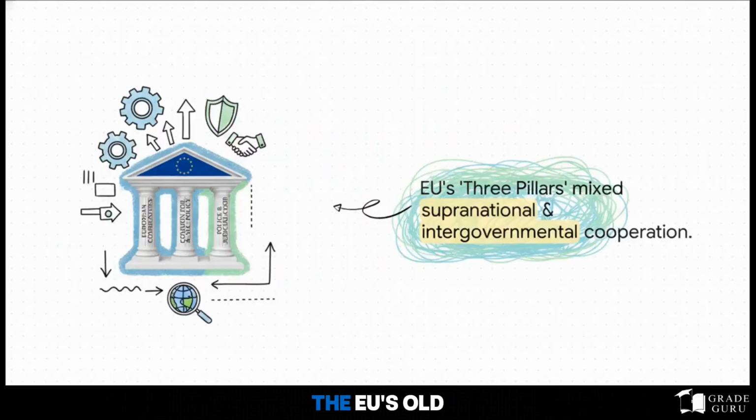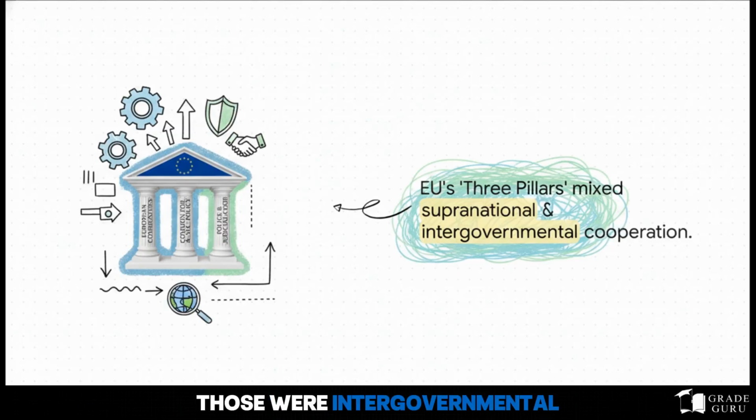Huge difference. The EU's old 3-pillar structure is a perfect way to see this in action. The first pillar, which handled economic stuff, was supranational. The organization could make binding laws. But the other 2 pillars, for foreign policy and justice, those were intergovernmental. There, the member states kept control and had to agree on everything. It just goes to show how an organization can mix both models.